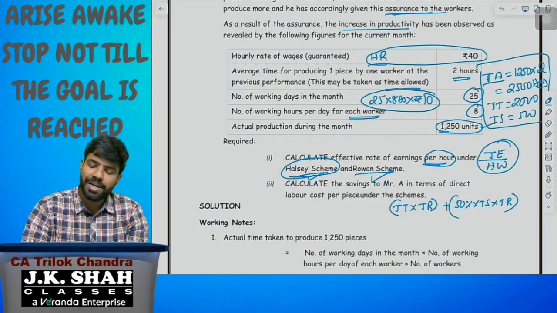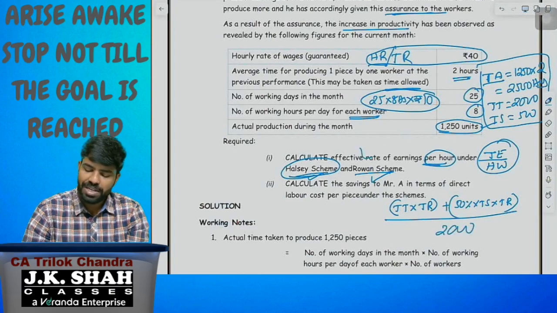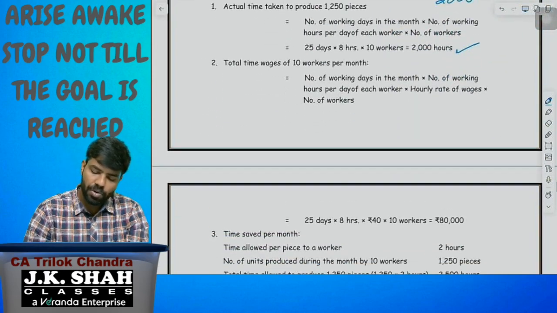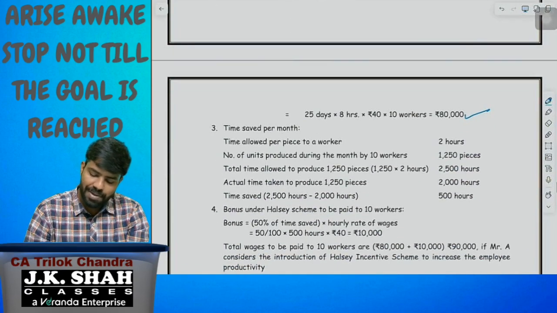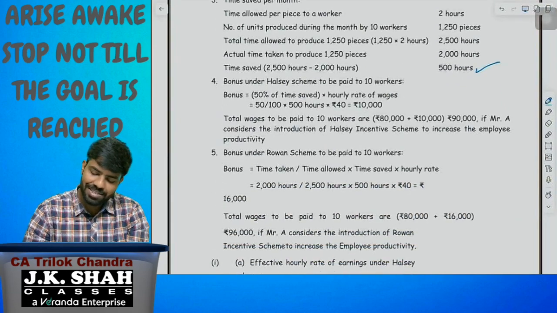We know all the factors. Hourly rate or time rate is 40. We can calculate the total earnings and divide by time taken of 2000, and we will get the hourly rate. Look at the calculation: 2000, total time of 10 workers. Time wages 80,000. Time saved per month 500 hours. Next, bonus under Halsey scheme 10,000.